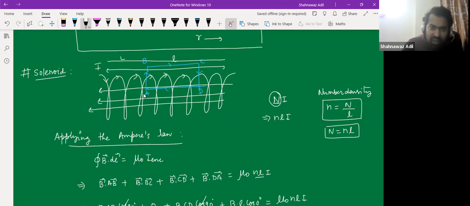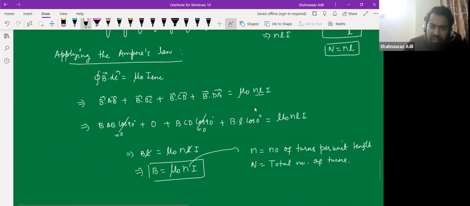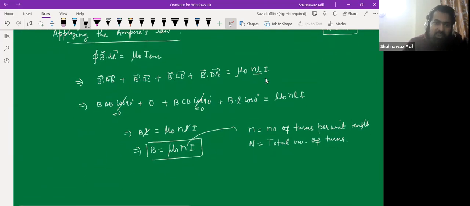So you have four regions. In one region, the magnetic field is perpendicular, so that is cos 90, which is 0. In this region, you don't have any magnetic field, so that is 0. In this region, again, the magnetic field is perpendicular, so this is 0. And in this part, the direction of dA is the same as the magnetic field, so the angle is zero. So that is how you get this, right?